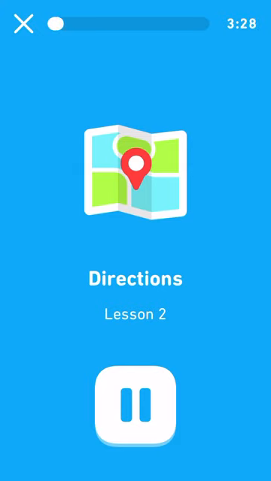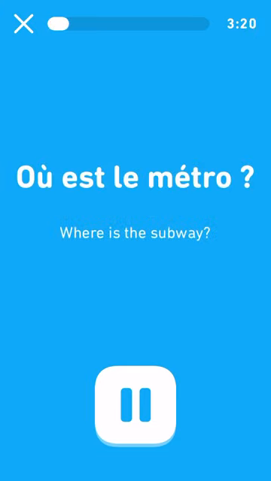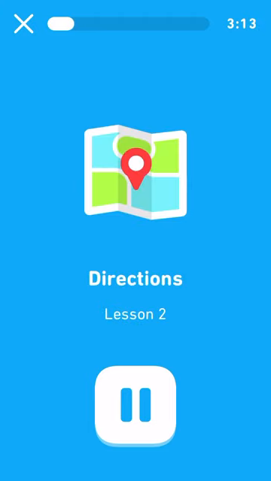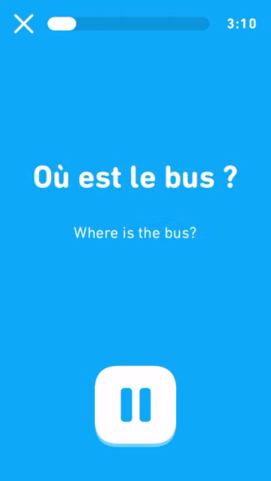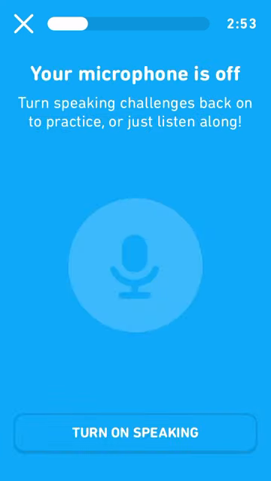Last time we talked about a really useful phrase, où est, and that means where is. For example, we asked, où est le métro? Which means, where is the subway? And you can ask about a lot of other things with that phrase, like, où est le bus? Le bus is the bus. So, où est le bus means, where is the bus? Le bus. Où est le bus? Now you try.